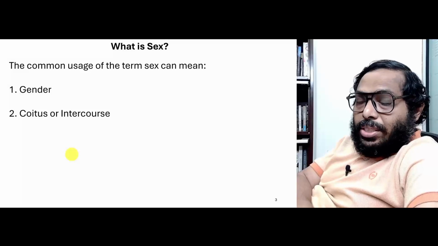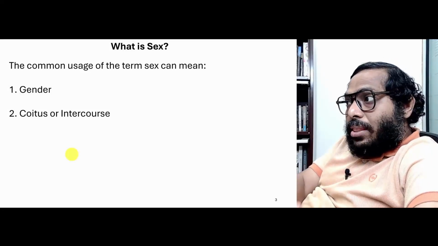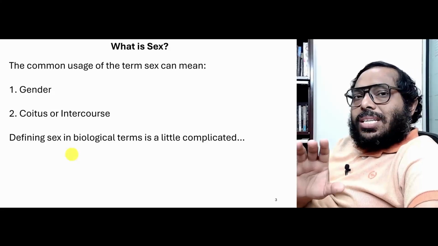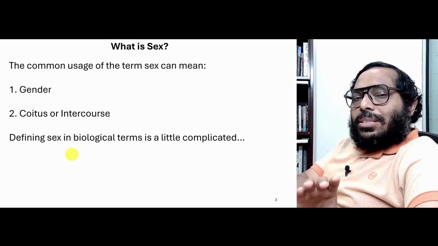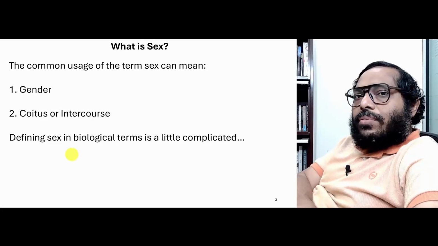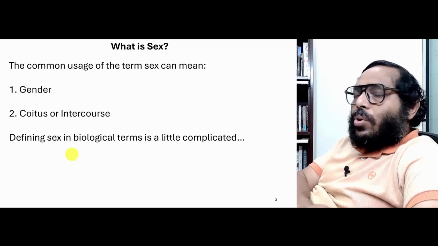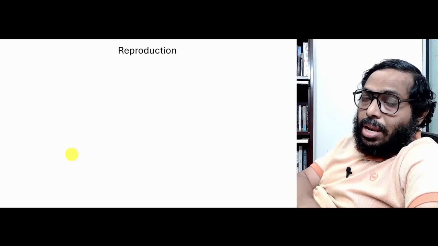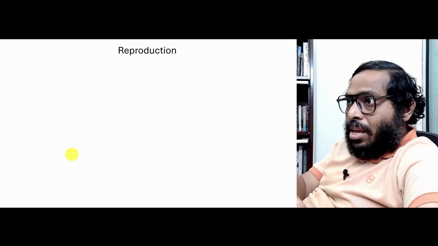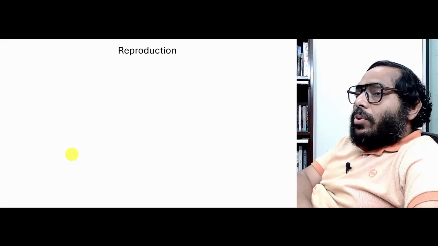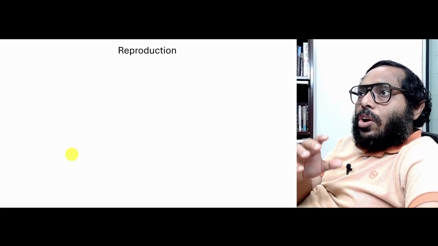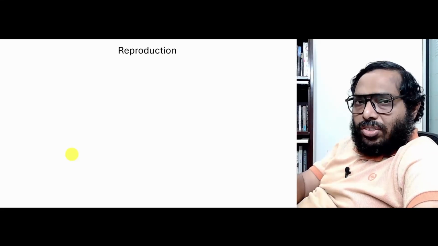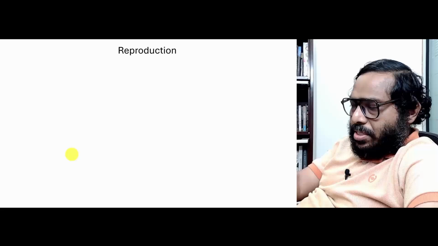But when a biologist talks about sex, the way they think about it is slightly different. And in order to understand what exactly a biologist thinks in terms of sex, one first needs to understand the various ways in which reproduction happens in the living world. Of course, when it comes to reproduction, we are talking about one organism producing babies or offspring of its own type, of its own species.